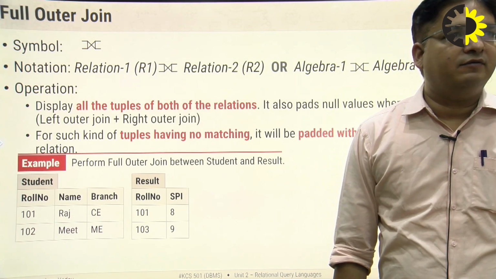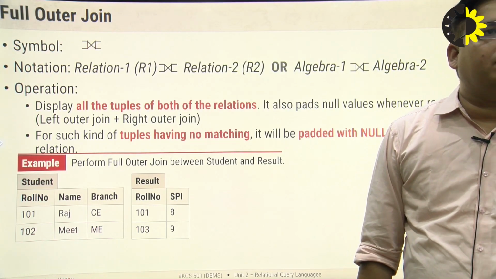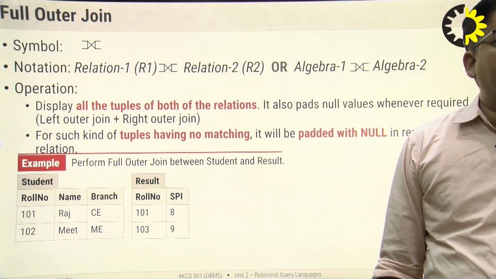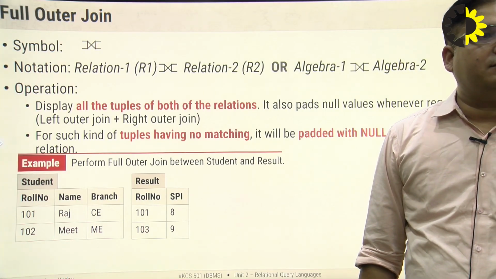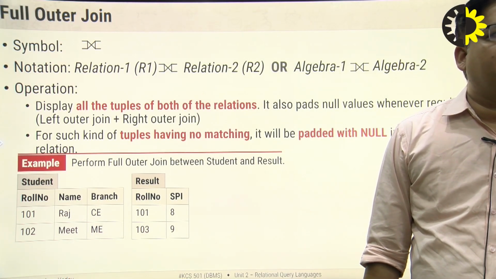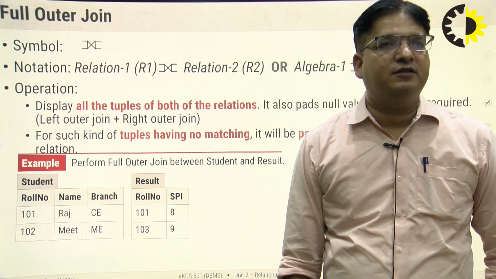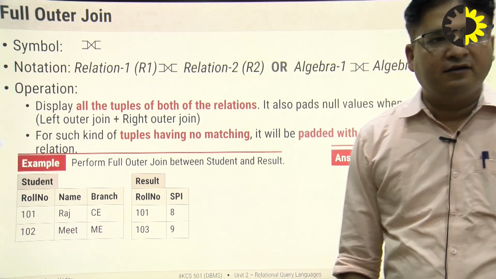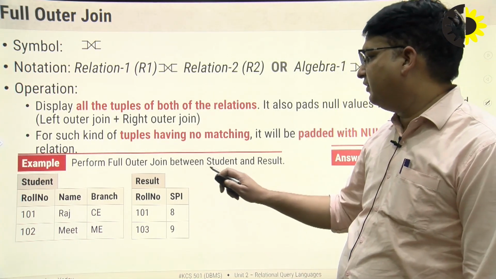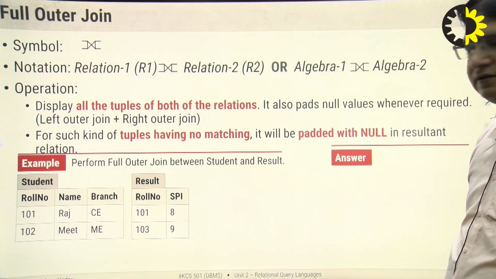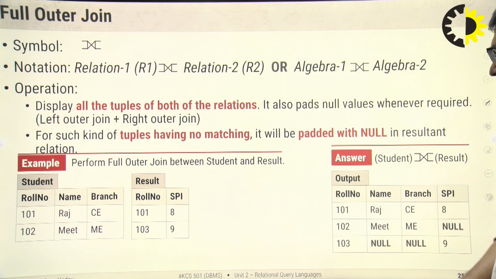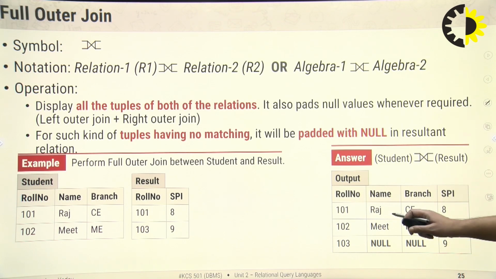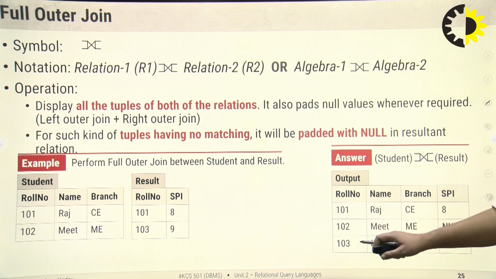Now last is full outer join. It displays the tuples of both relations. It pads null values wherever required. For such values which have no matching, it will be padded with null. So it will show the missing values of the left relation as well as the right relation. Let us see. Perform full outer join with the relations student and result. This is 101, Raj. So it is showing the mismatched values of the left as well as the right. So this is an example of a full outer join.